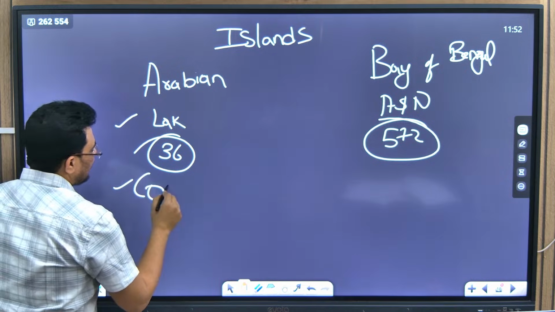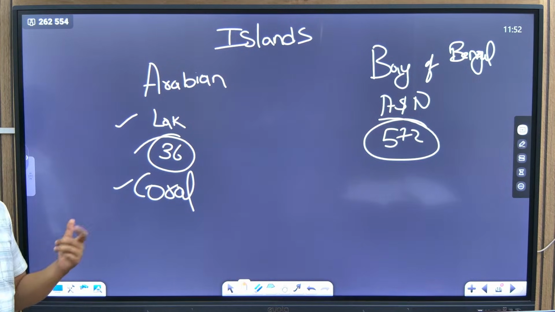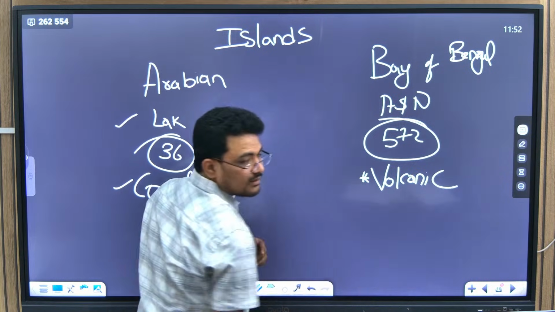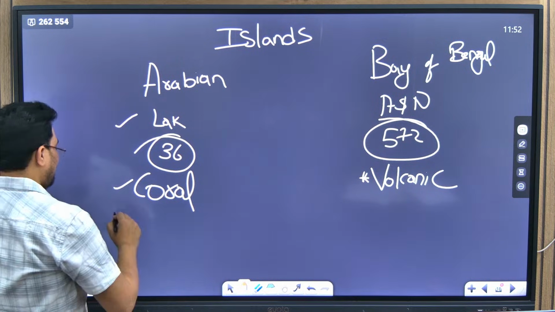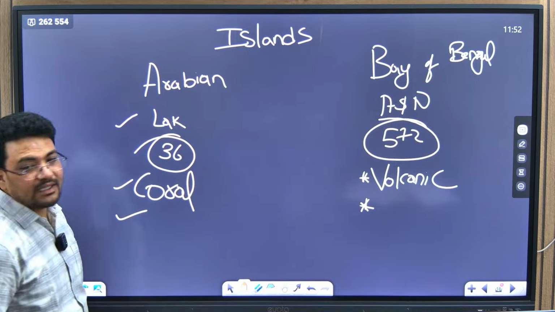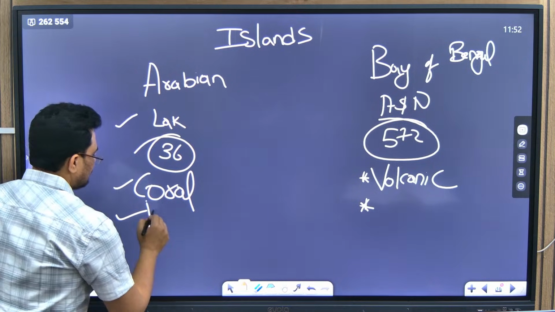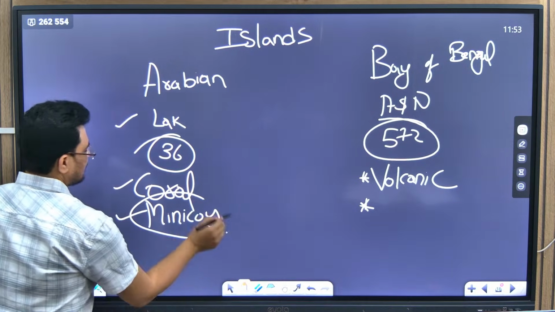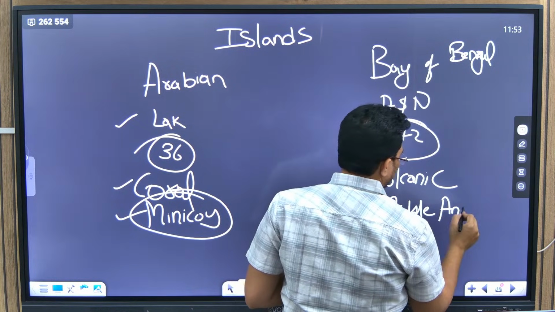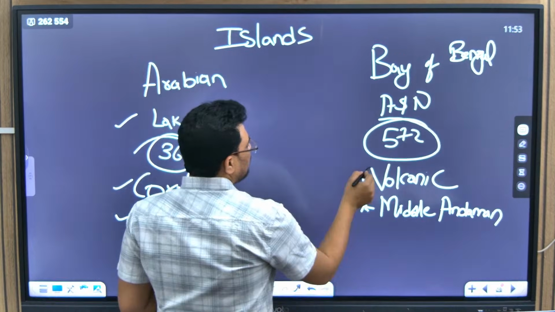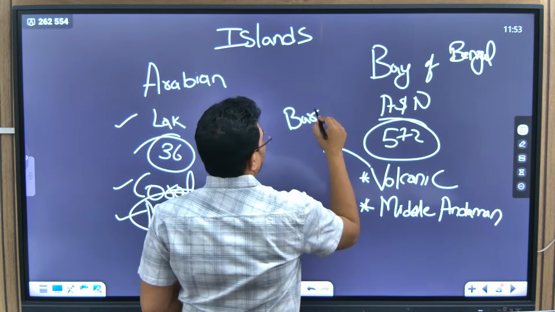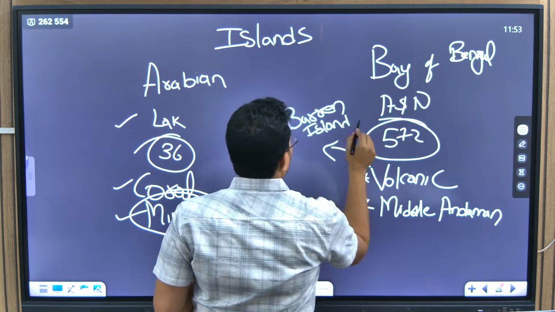These islands are coral in origin. So mostly they are formed by coral. These are volcanic in origin. You know the largest island of the Arabian Sea is Minicoy. The name is Mini, but it is the largest. Here the largest one is Middle Andaman. In the volcanic ones, do you know the active volcano? Barren Island.